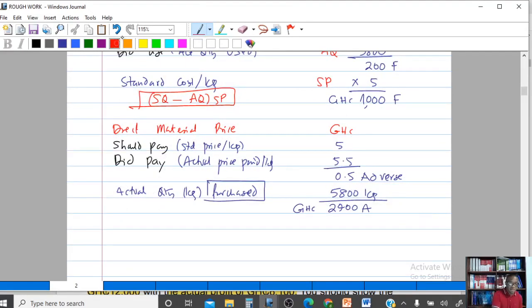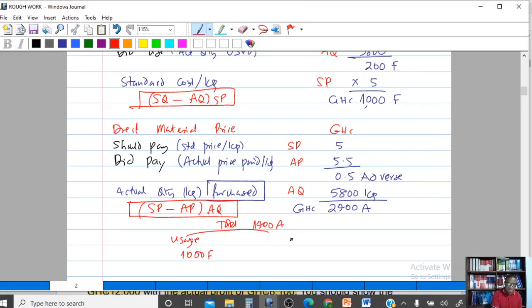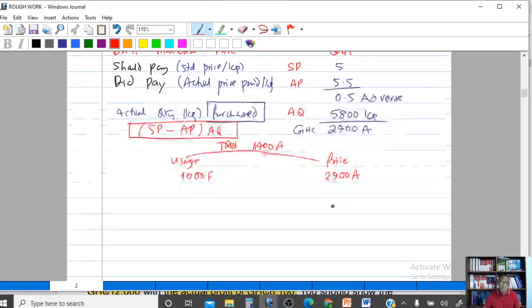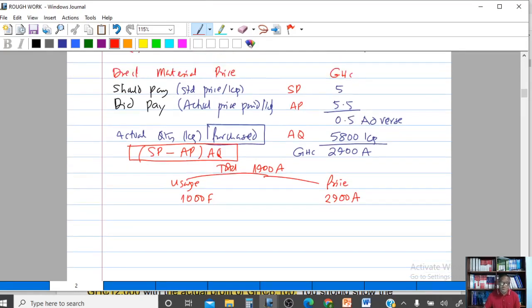So what did I do? So I have standard price, actual quantity. So then I can write a relationship for this. Very beautiful, very beautiful. Once you understand where the formulas are coming from, you don't need to chew them. And now, I can explain that if my total was 1,900 adverse, I can explain this by a usage of 1,000 favorable and a price of 2,900 adverse. It can be explained. If I add the two, they come to the total. It's important at this stage you understand these fundamentals, because that is exactly what we're going to be doing almost throughout these sessions. Very interesting. Okay, so that explains that.